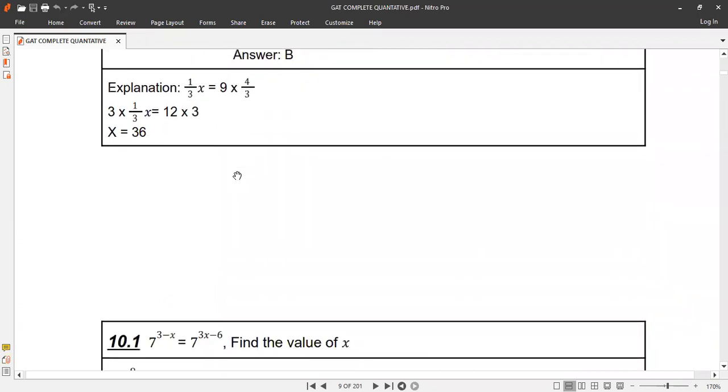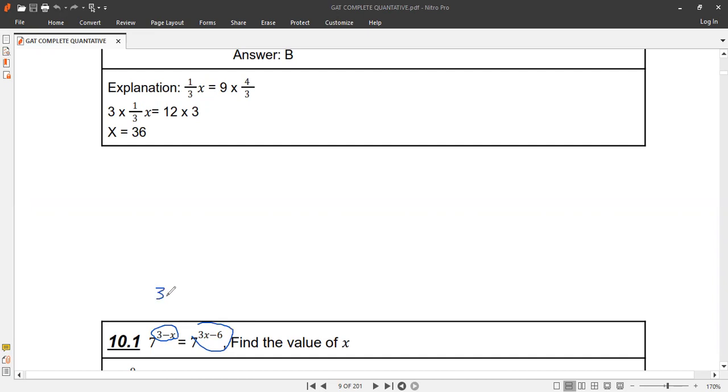Here, 7 to the power of 3 minus x equals 7 to the power of 3x minus 6. In this equation, if we have the same base on both sides, this means the exponents are equal. So it's a very easy question. We just focus on the exponents: 3 minus x equals 3x minus 6.